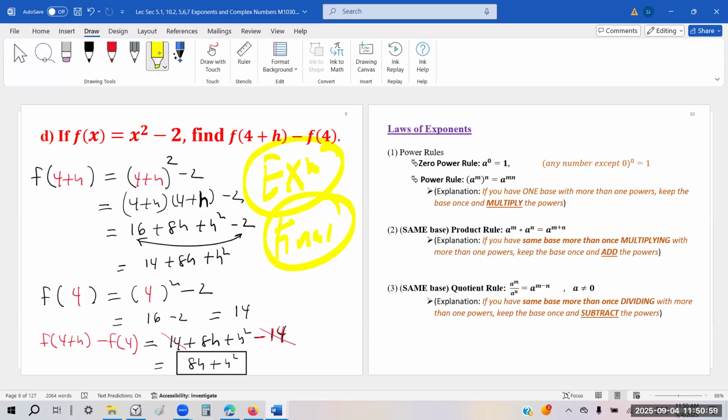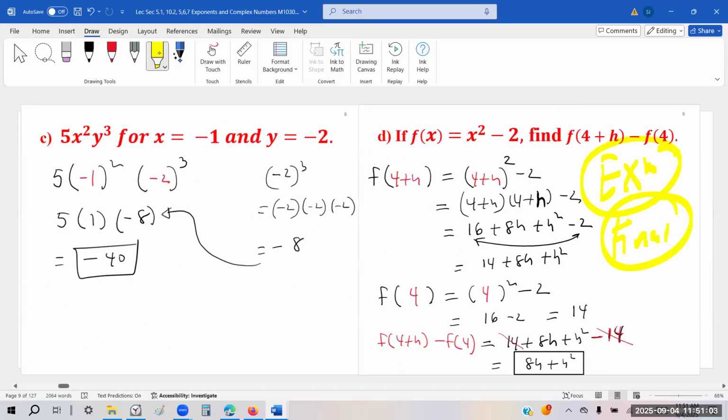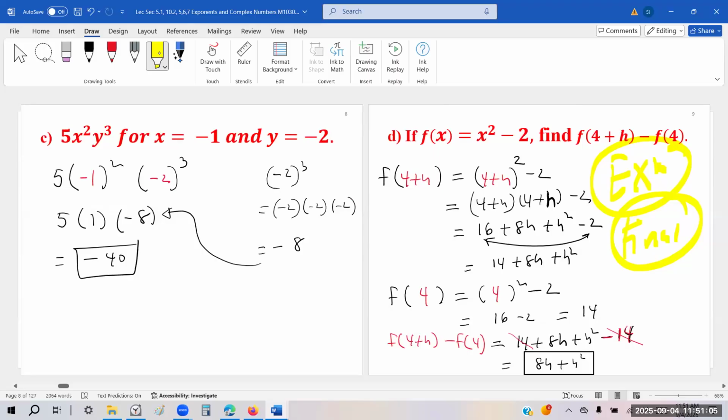We're going to do the exponents in our next class. So that's all for today, guys.